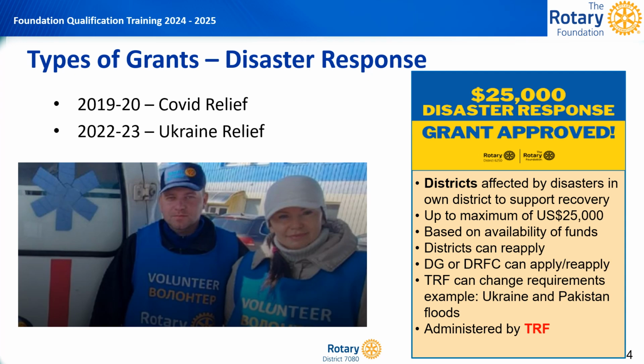The Rotary Foundation can change the grant requirements. Recently, they have allowed any district to apply for a $25,000 US disaster response grant to be used to support Ukraine recovery efforts and to help with the Pakistan floods. For limited periods of time, donations can also be allocated to specific disasters. Links for more information can be found on the resources page for this module.